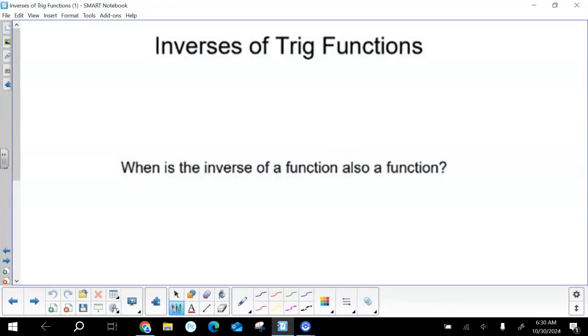What we're looking at today is inverse trig functions. And first off, when is the inverse of a function also a function? That is when that function is one-to-one. And remember, that means it passes the vertical and the horizontal line test.